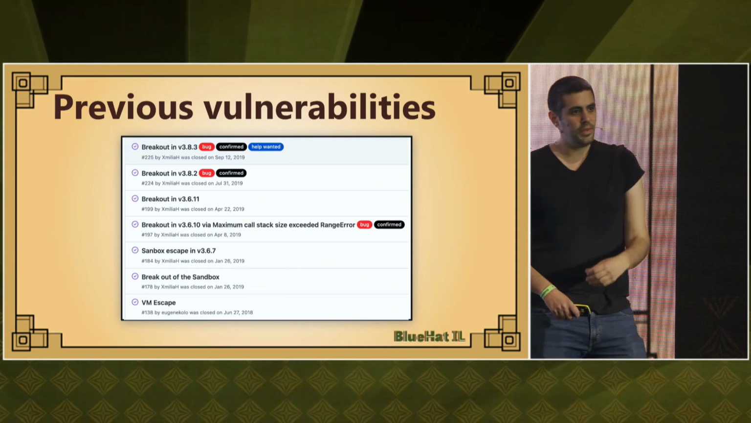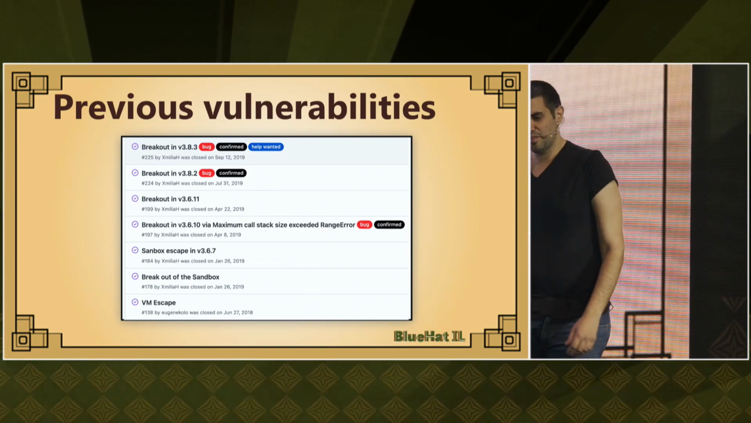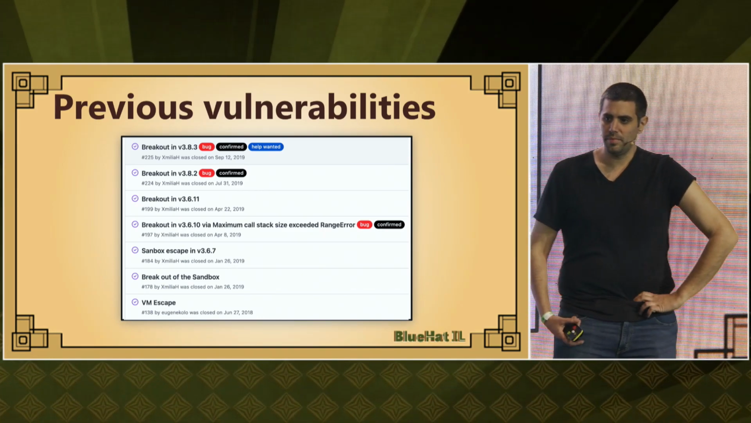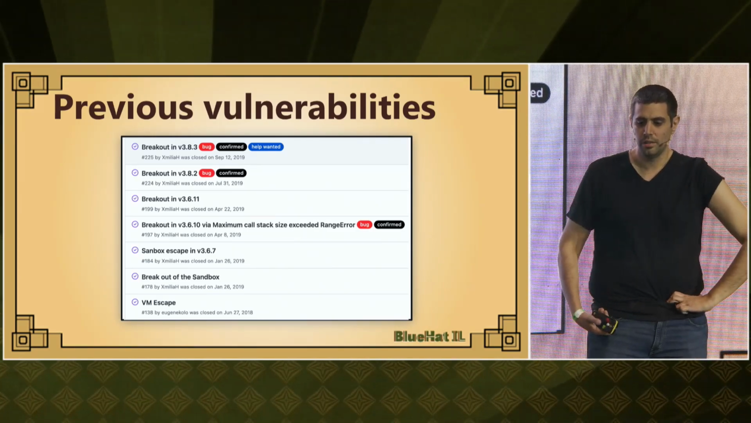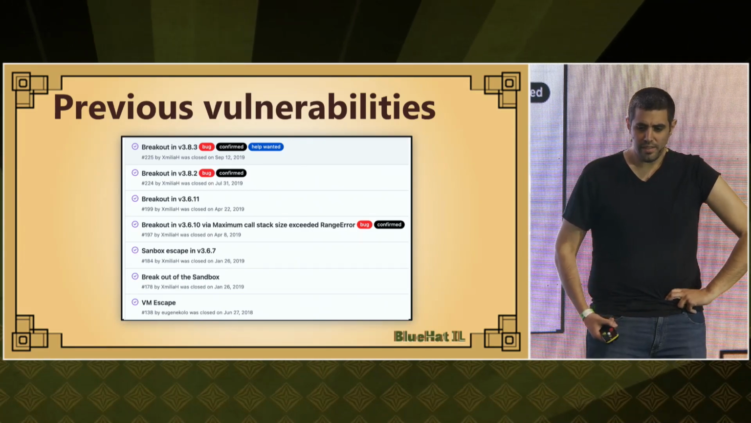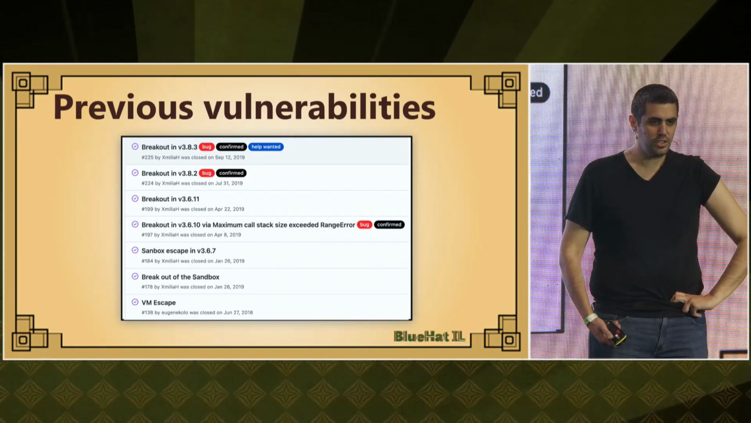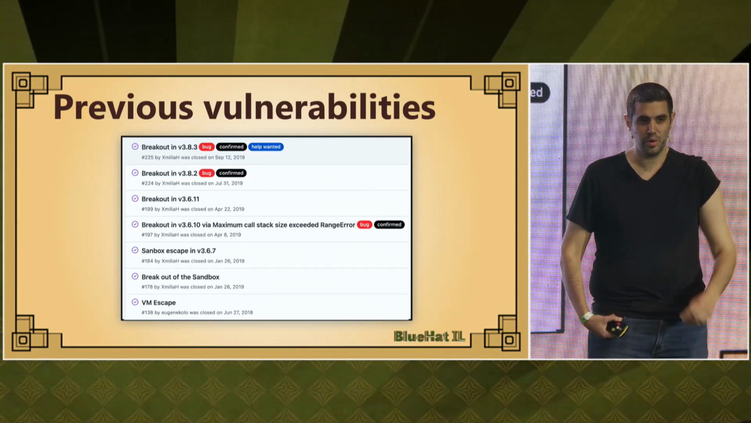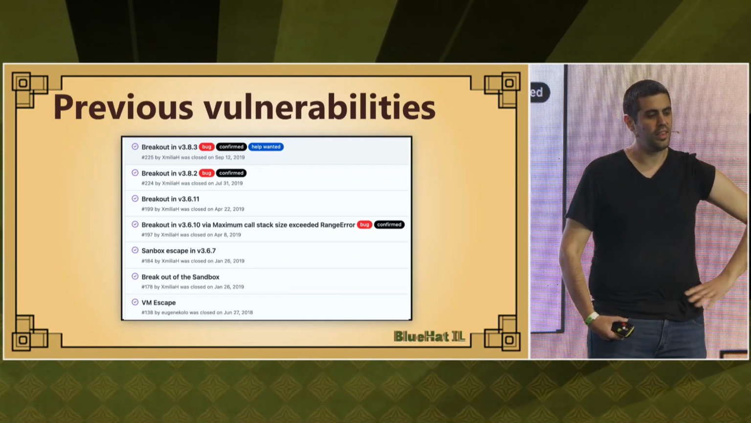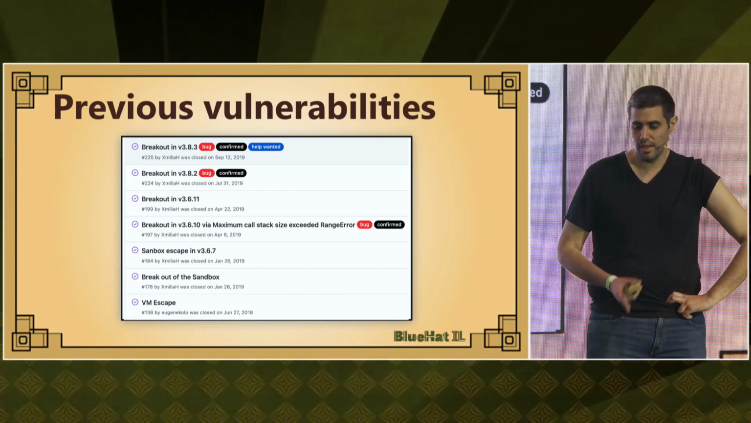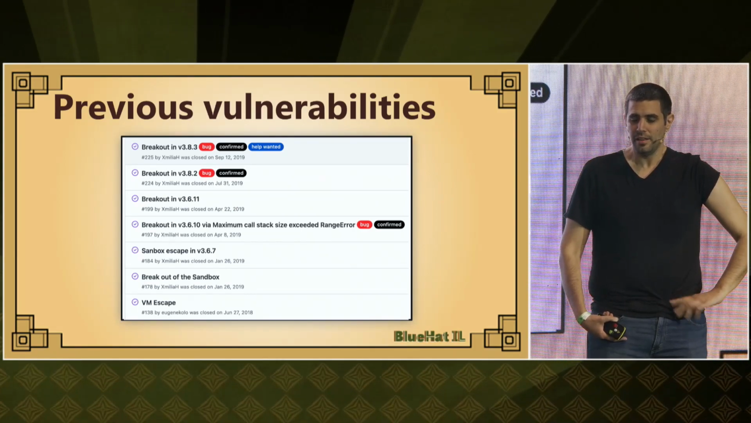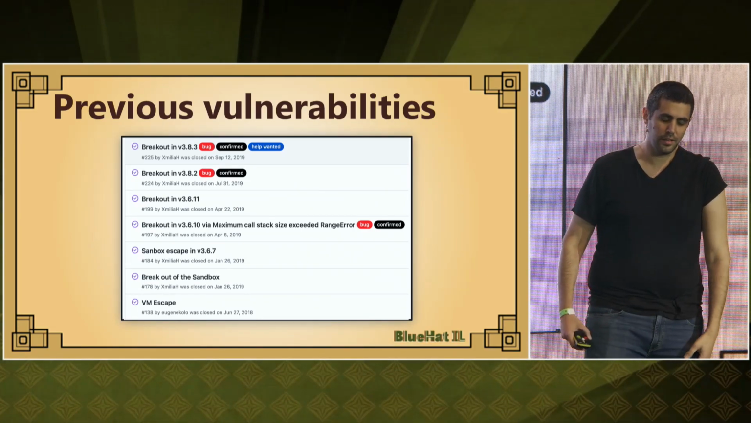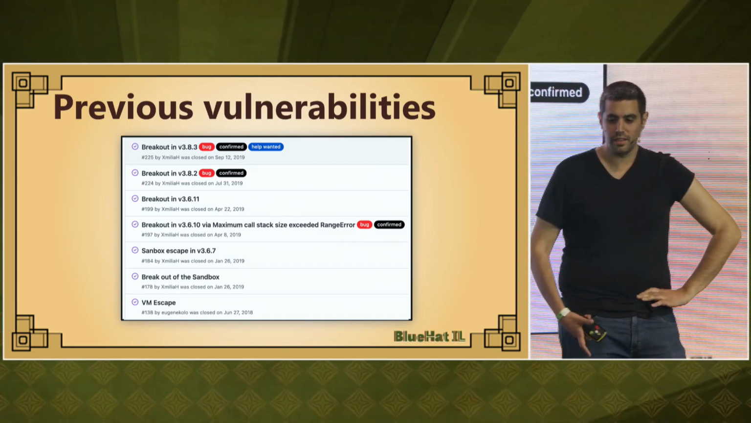So after getting familiarized with VM2, we asked ourselves how the previous vulnerabilities in VM2 looked like and what techniques they did manage to exploit. By running a simple search on GitHub issues, we could see that there were more than 10 different sandbox escapes reported to the VM2 maintainers in the last couple of years. This was a strong signal for us that there might be more waiting to be found.